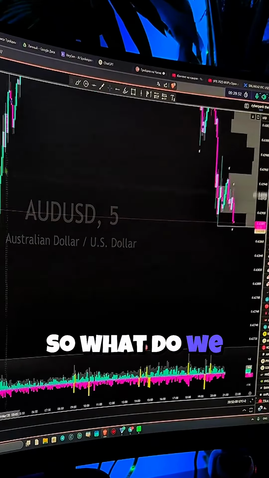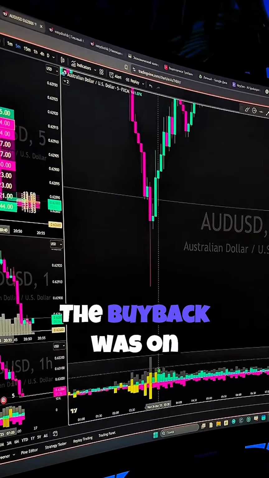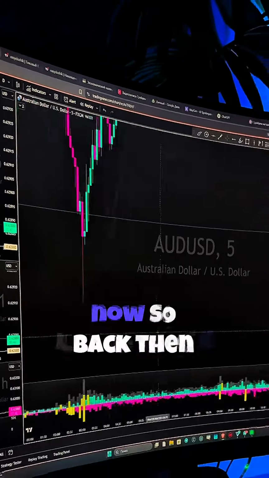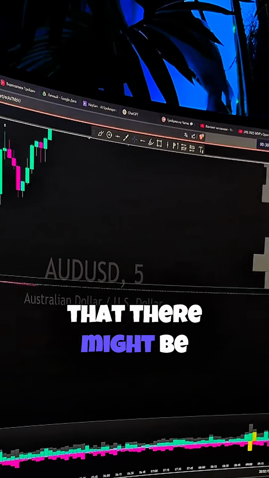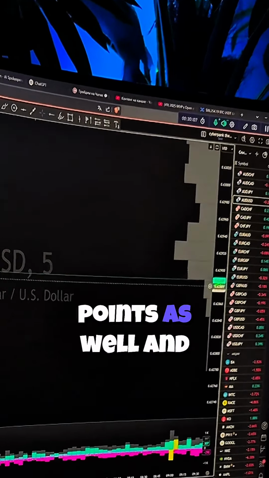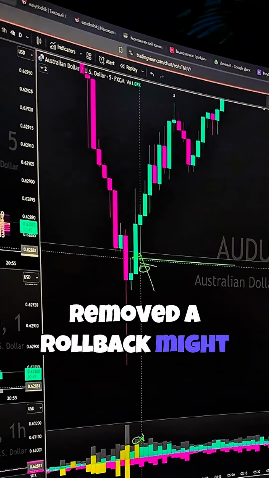43 seconds. So what do we have here? We had a buyback like this here. The buyback was on a volume twice as large as it is now. So back then, it was much more interesting to buy and sell. I can assume that there might be some liquidity at these price points as well. And after this minimum is removed, a rollback might occur.